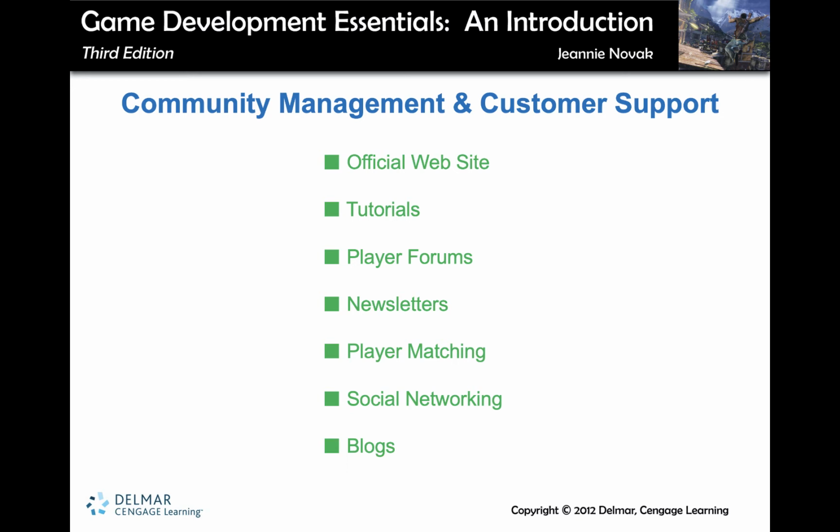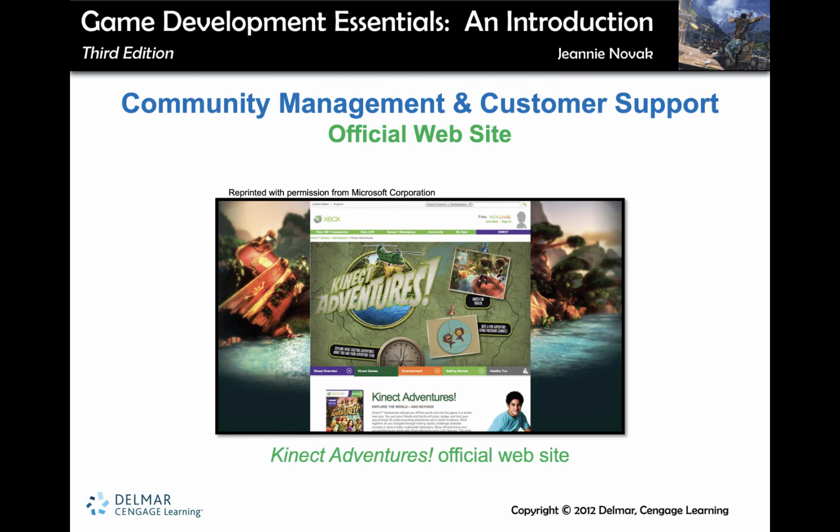We're going to talk about community management and customer support. We'll hit official websites, tutorials, player forums, newsletters, player matching, social networking, and blogs. So it's really important to have an official website for your game. That's a place where people can come and get support, find out what's happening, see if you're going to have updates. All the information that you might have about your game would be on your website, including a place to purchase your game. So that's something that I would recommend you would always want to have if you're going to develop a game and try to sell it.